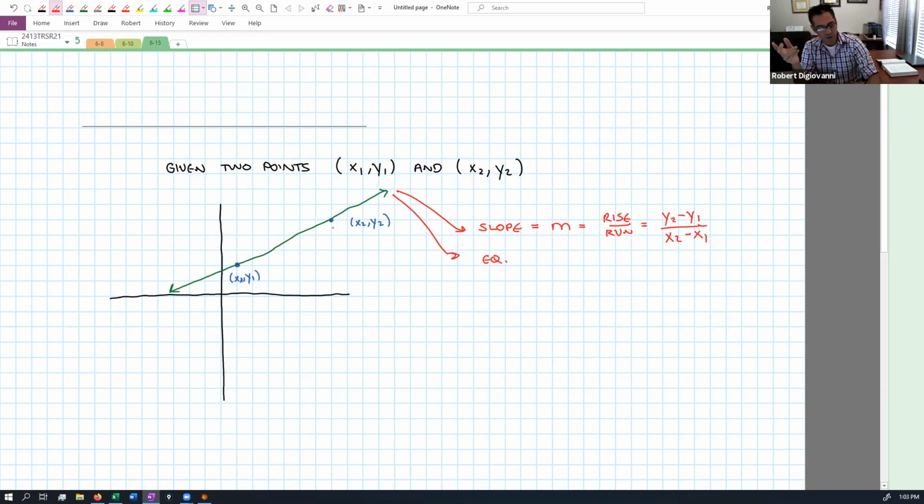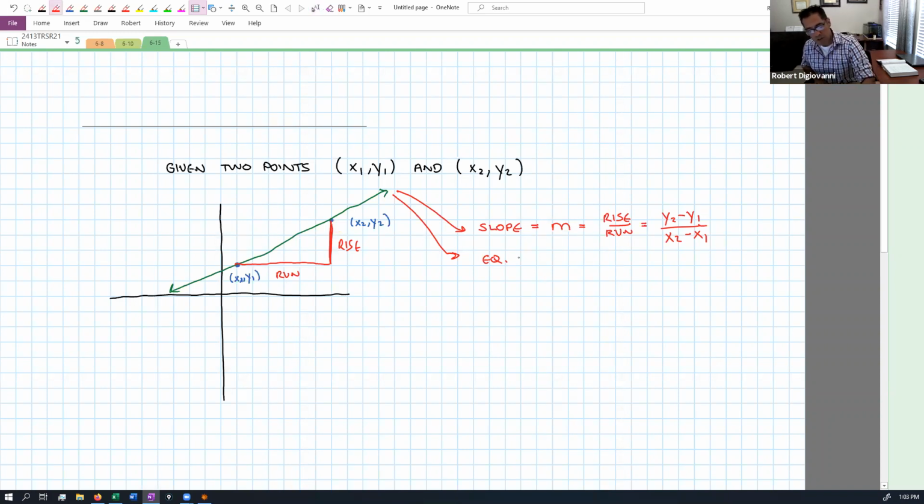And what that comes from is the idea that your rise, right, this rise and this run, the rise is the difference of the y values, and the run is the difference of the x values. And so the slope is defined to be the ratio of the rise divided by the run. Okay, so that should look familiar, yes? You remember that in college algebra, right?